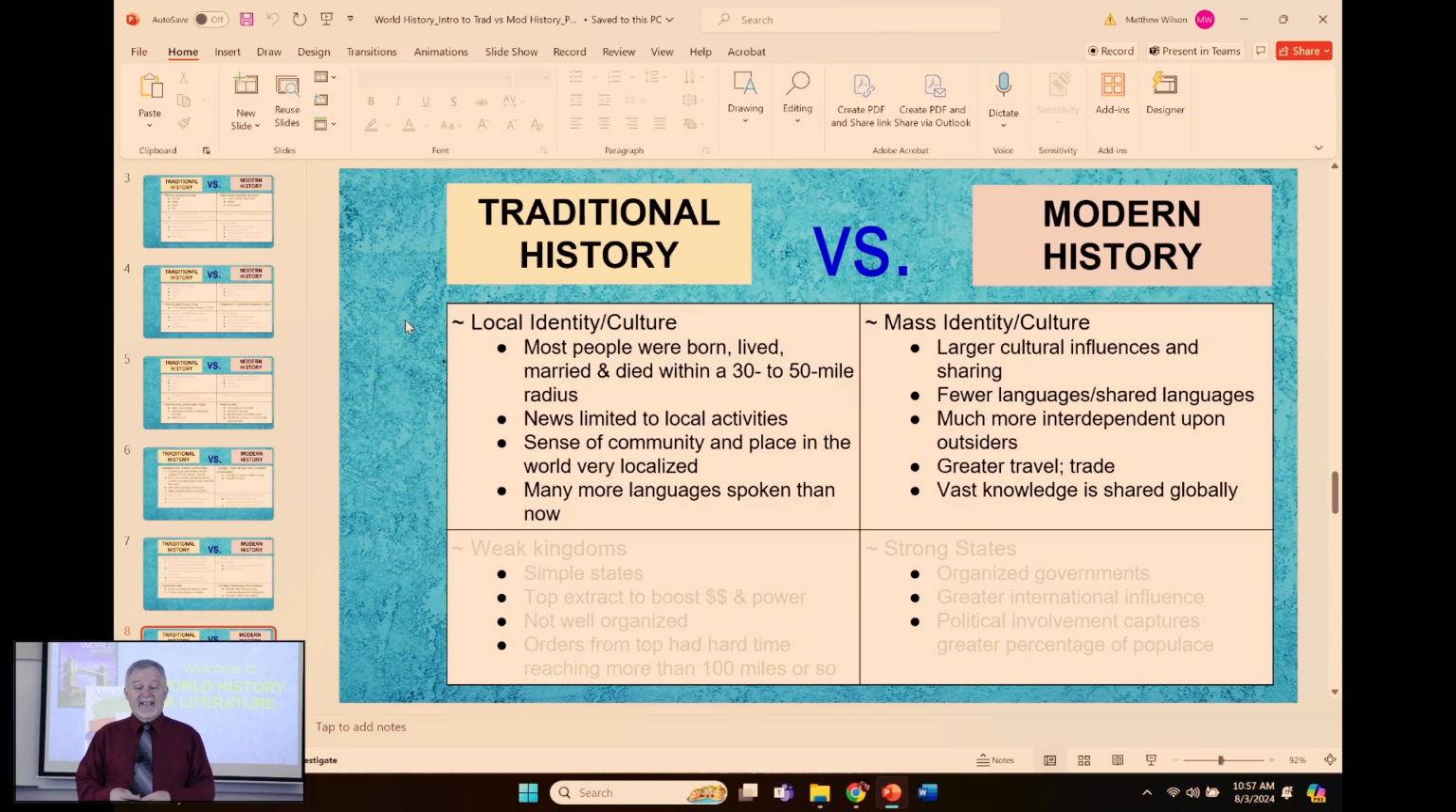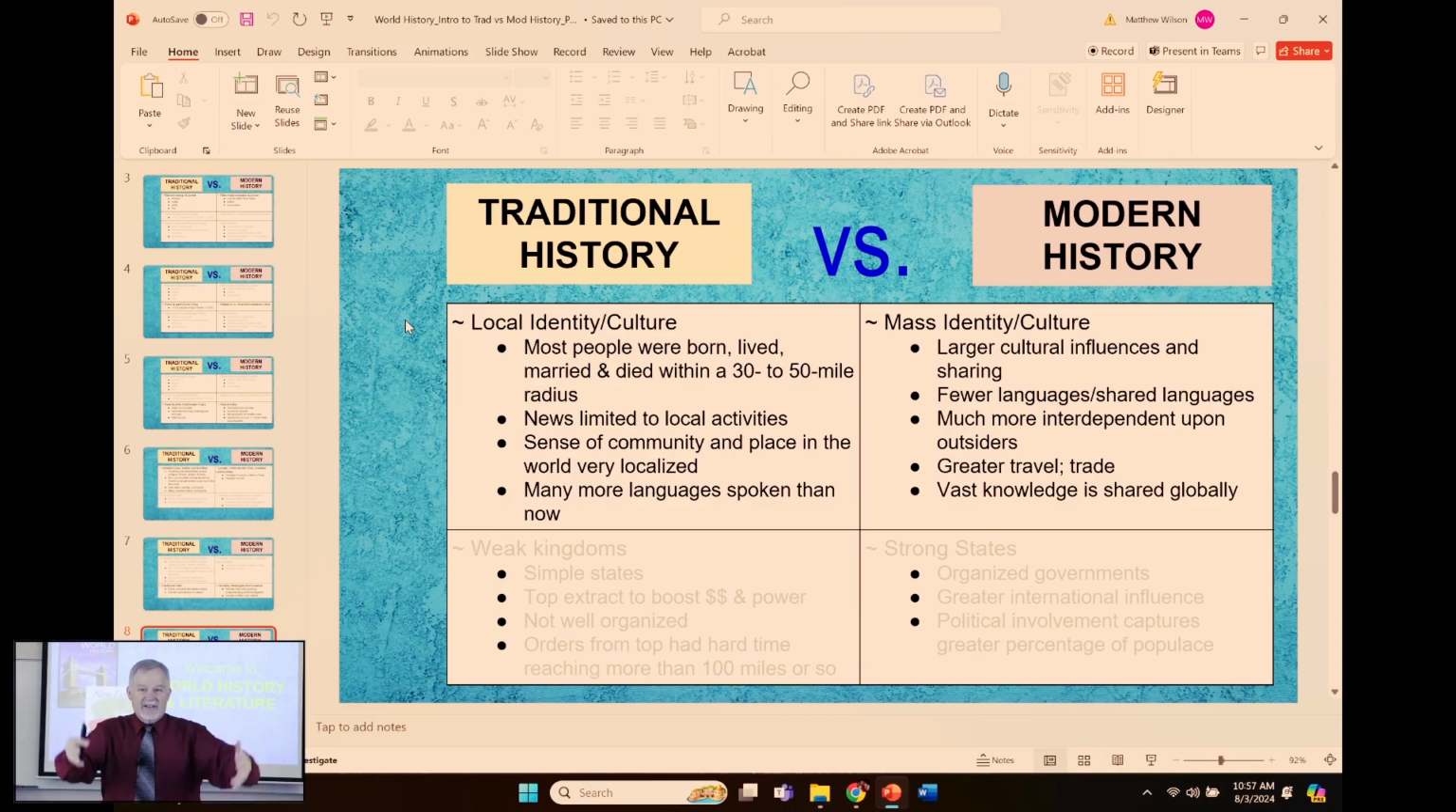Local identity and culture. Most people were born, lived, married, and died within a 30 or 50 mile radius of their initial birthplace. Keep in mind, news is very limited. You don't hear anything outside of your local region. You're not finding out what's happening in America. You're not finding out what's happening in China or about trade or any kind of opportunities. You're really limited to whatever's there.